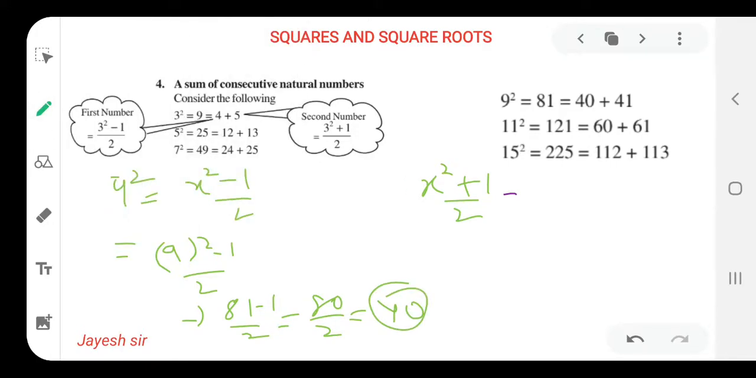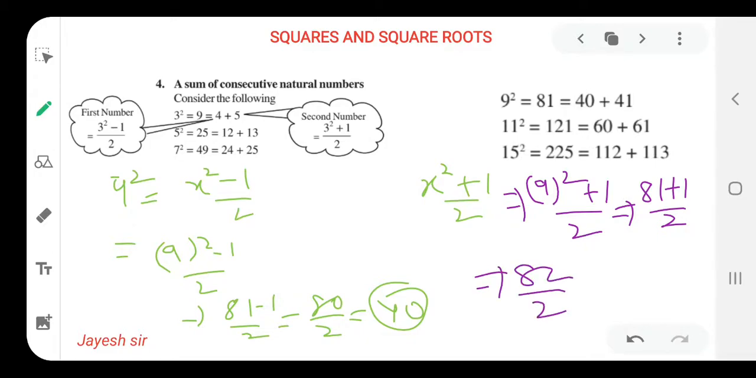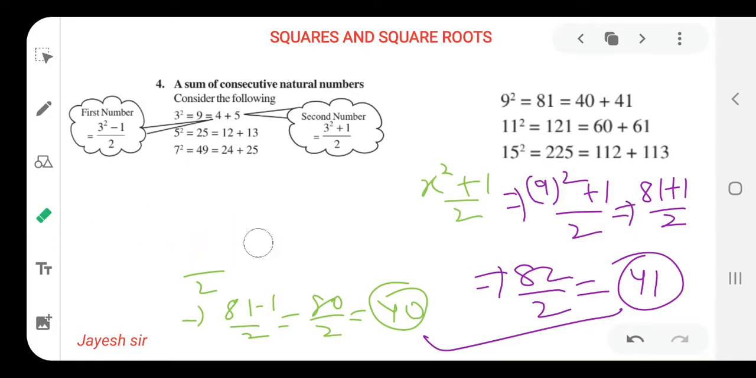Similarly for the second one, 9 square plus 1 by 2, that is 81 plus 1 by 2, that is 82 by 2, that is 41. That means adding 40 and 41 we will get 81 as our answer. I hope you all might be getting it, friends. So let us begin with the next sum, that is 11 square.